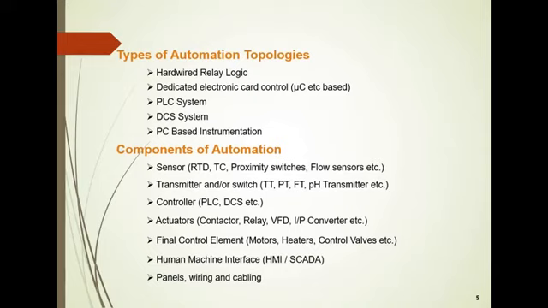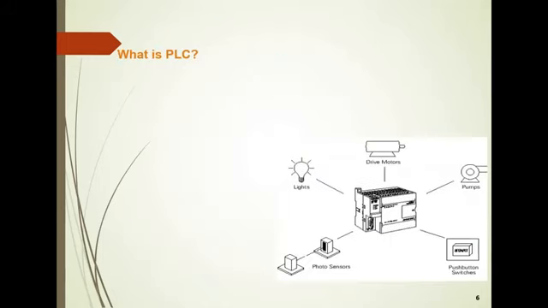Actuators: there are contactors, relays, VFD (variable frequency drive), I to P converter, etc. These are the actuators, that means one type of switching devices. Final control elements: motors, heaters, control valves, etc. All are the final control elements which are used in automation. Human machine interface: HMI and SCADA system, all are the human machine interface. Panels, wiring and cabling. These all are the components of automation.